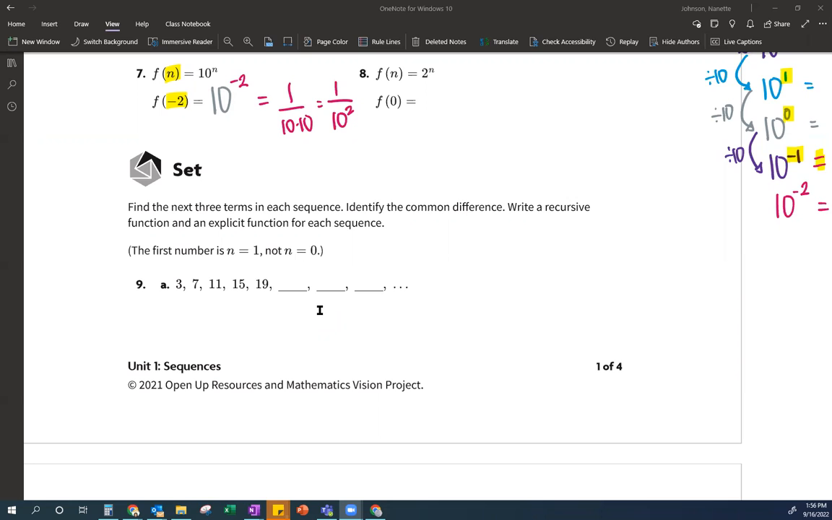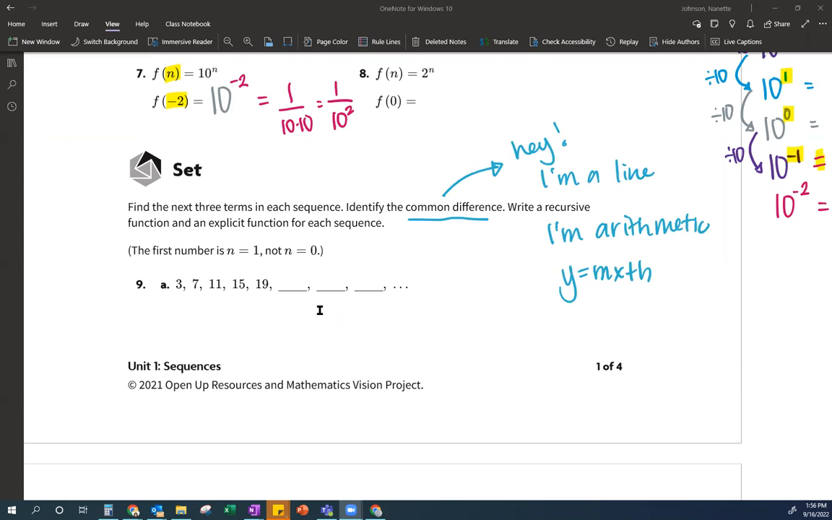By the way, when I see this word common difference, this tells me, hey, I'm a line. Or I'm arithmetic. Most importantly, it tells me y equals mx plus b, which, by the way, I love.